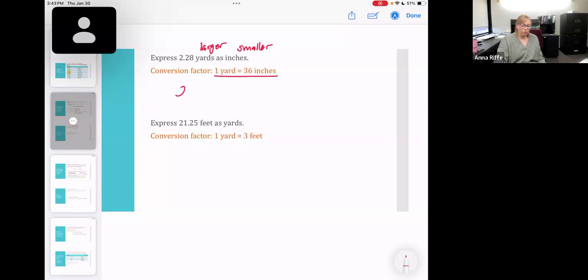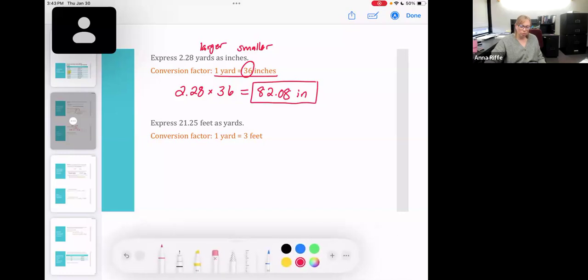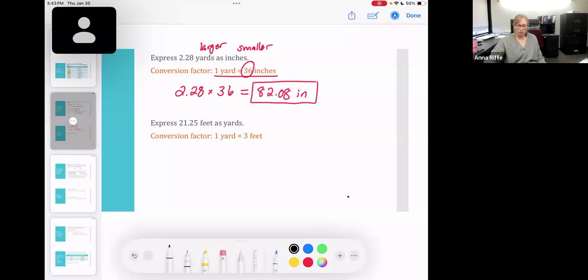Therefore, I'm going to multiply 2.28 times my conversion factor number, which is 36. So 2.28 times 36 is 82.08 inches. So there are 82.08 inches in 2.28 yards.